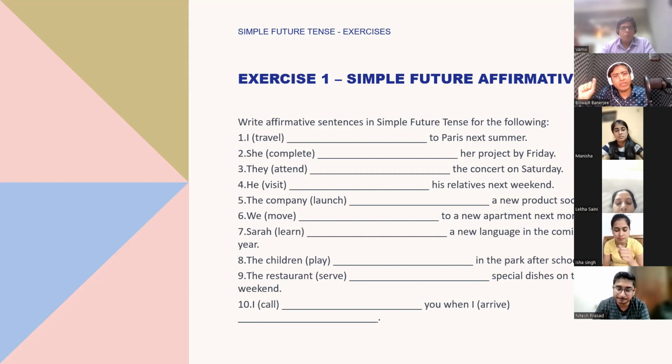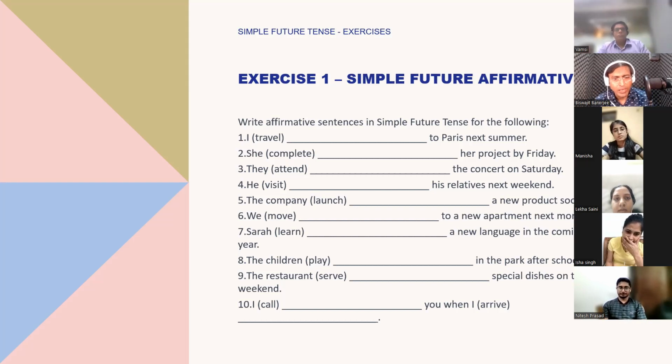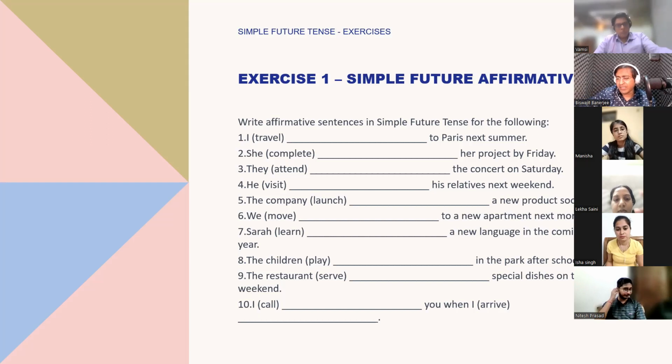Use the expression will just once. Sometimes maybe twice, if there are too many verbs you have to use in a single sentence, which is not advisable. But if you at all have to do it, then use the word will or shall just once. The rest: I will call you when I arrive. Perfect. Well done, Lekha. Great. It's a great answer. All right, moving on.